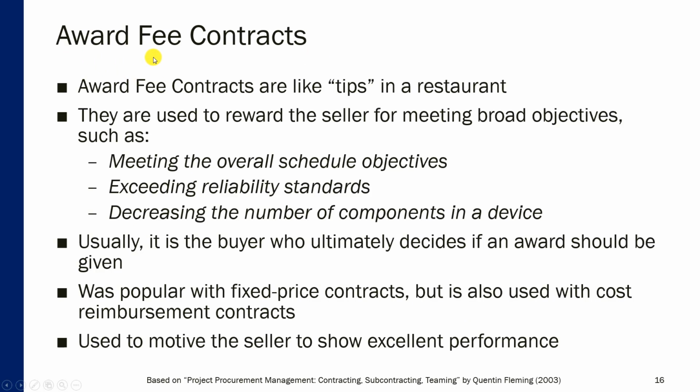Now, award fee modification is more like giving tips in a restaurant. They are used to reward the seller for meeting broad objectives such as meeting the overall schedule objectives, exceeding reliability standards, decreasing the number of components in a device. It is usually the buyer who ultimately decides if an award should be given or not. So it's not based on something specified in the contract.